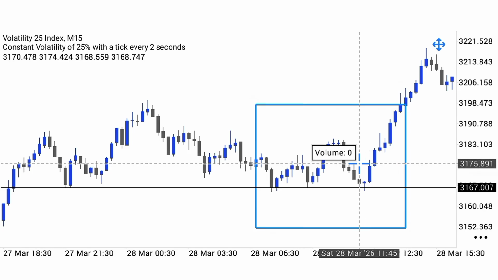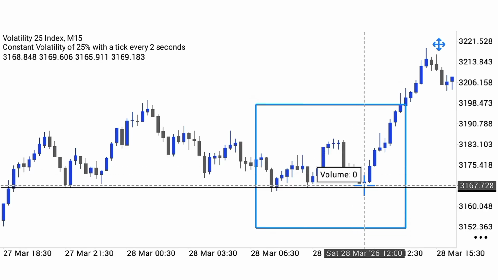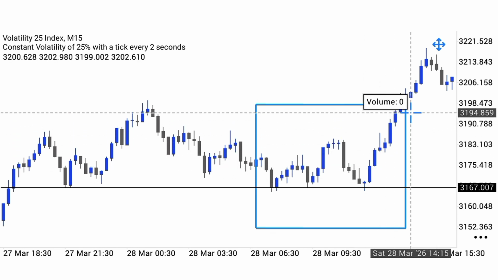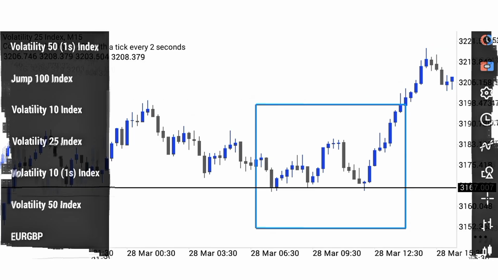So right now I have a bullish pin bar here. This bullish pin bar works really great in the market. So with this bullish pin bar, I can now take a trade from this point and enjoy the market right along with the market.